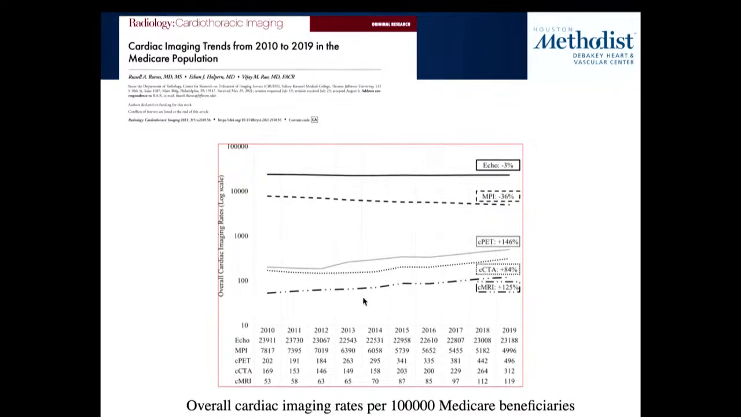And this actually is just a recent publication that showed the rate of cardiac imaging procedures that are done in Medicare patients. Because again, a lot of studies are done in Medicare patients because this information is all publicly reported. So you can see over the last decade, so this is data from 2010 to 2019, there was almost a 125% increase in the amount of cardiac MRI studies that were done, right? So you can see echo was relatively flat. Nuclear actually had a decline over that 10-year period.